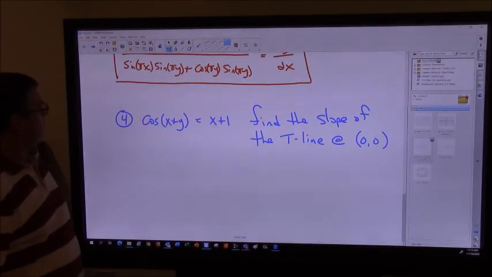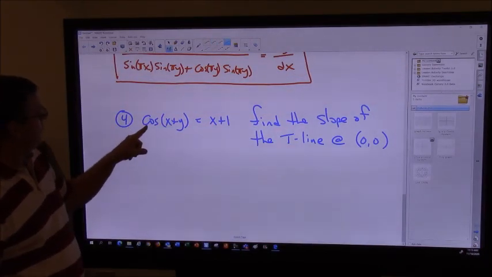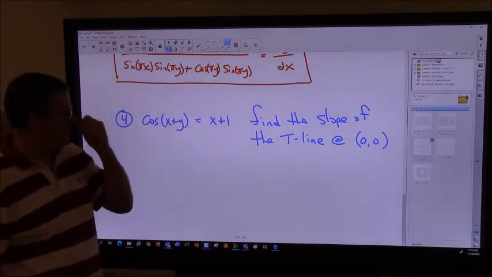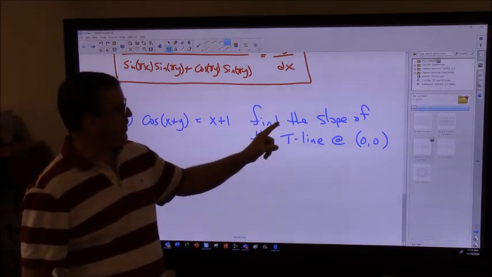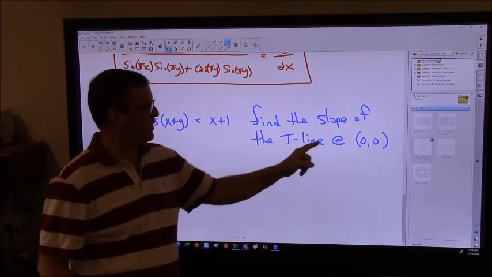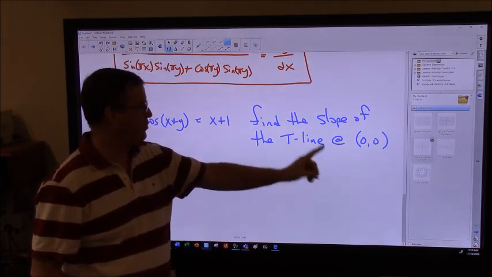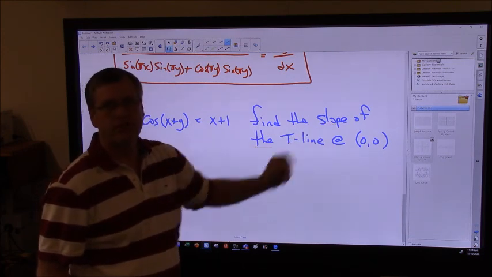All right, so let's try this one. We've got cosine of x plus y equals x plus 1. And what we're trying to do is find the slope of the tangent line at 0, 0. Okay, you don't have to find the equation of the tangent line, just the slope. All right, you guys go ahead and try it.